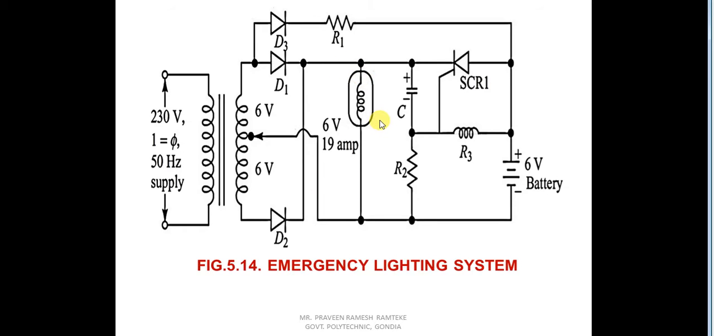Now we want to turn on or turn off this lamp depending upon whether the input voltage is available. This means when the mains fail, the lamp must turn on, and when the mains are available, the lamp must be turned off. Whenever there is no power supply, the lamp must be on. Now we will see how this emergency lighting system will charge this battery, as well as how the lamp will turn on.